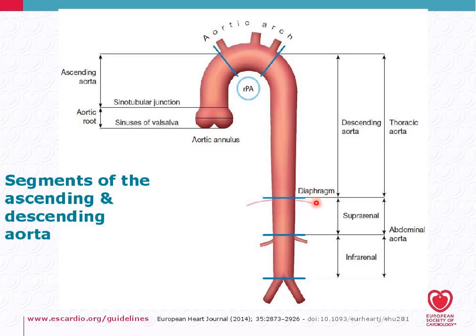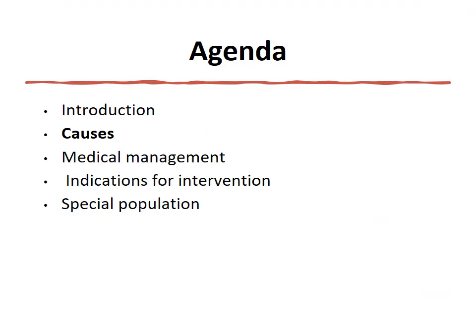Below the level of the diaphragm, we call it abdominal aorta, which is subdivided into suprarenal segment and infrarenal segment, guided by the level of origin of the renal arteries. And by the way, the ascending aorta, aortic root, aortic arch, and descending aorta, all these segments are collectively called the thoracic aorta.